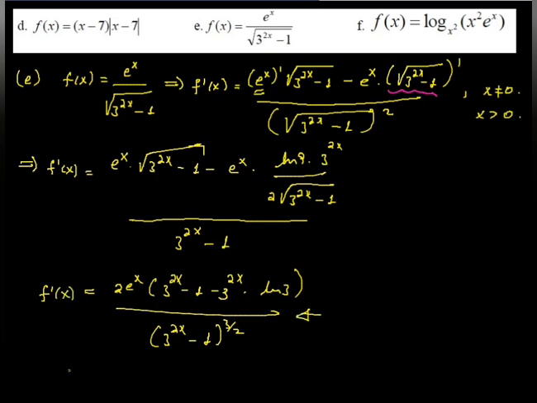So this derivative, or f derivative, exists at some values. So this derivative exists for every x greater than 0.